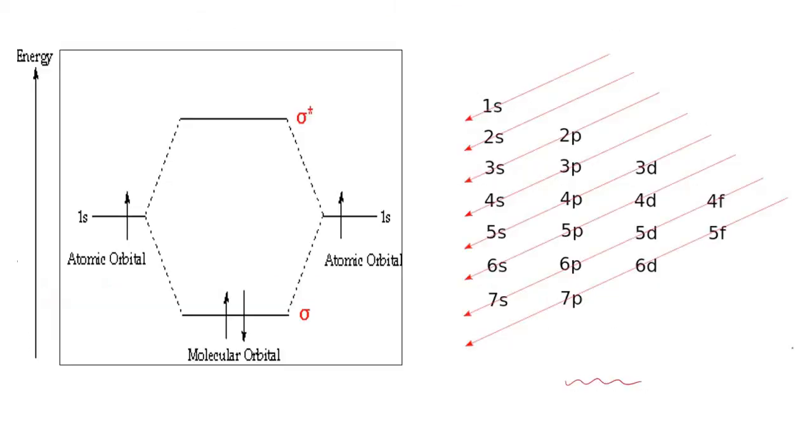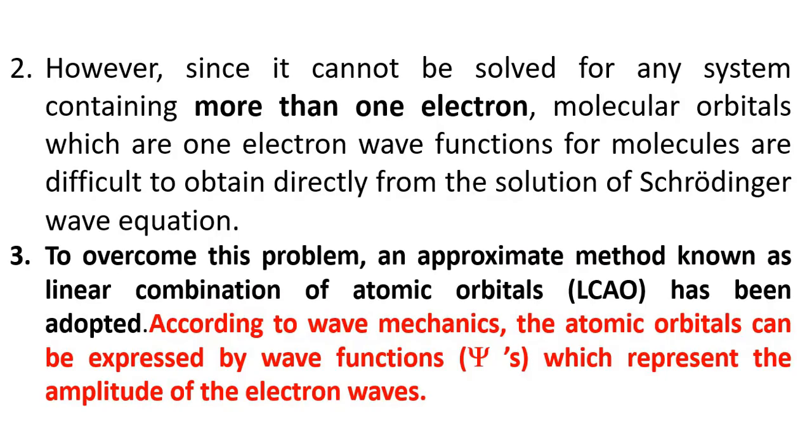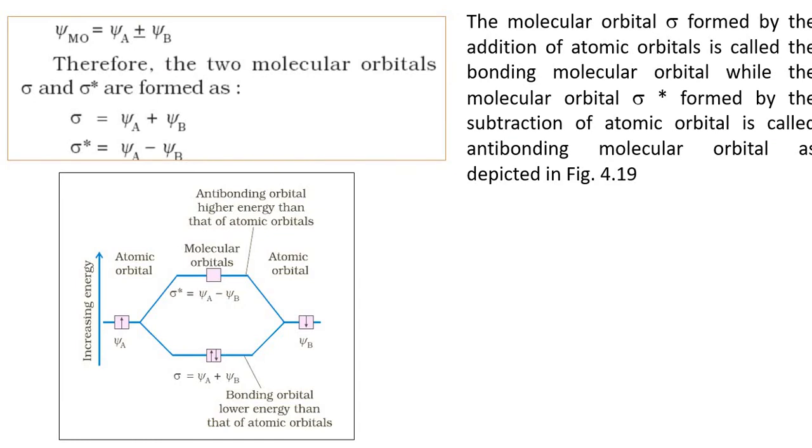Okay, so let us have the diagram here. Let me make you very clear. Now here is the diagram available for you. Here you can see the bonding orbital which is having lower energy than that of atomic orbital. This is in fact the energy level diagram of a molecular orbital.